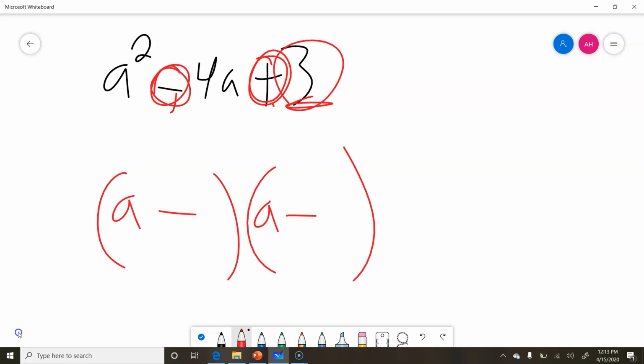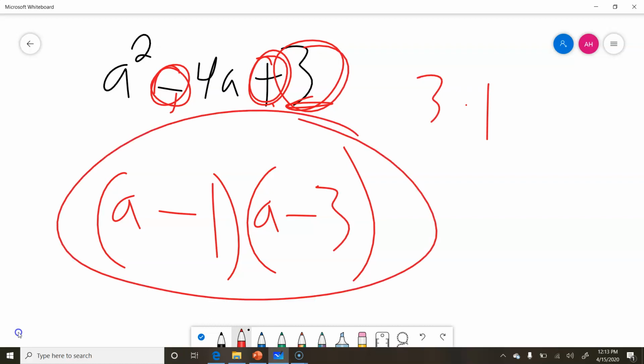So now we say, what times what is 3? Well, that's really easy. There's only one option, 3 times 1. And they're both the same, so it doesn't matter. There's my final answer. Okay, let's do one that's a little different now. If you need to pause that, go for it. Let's do this one right here.